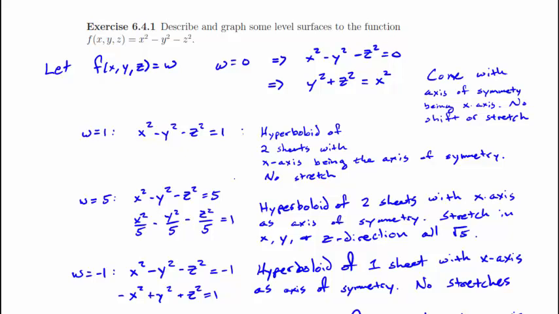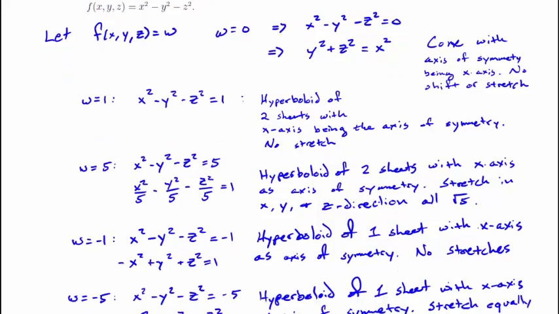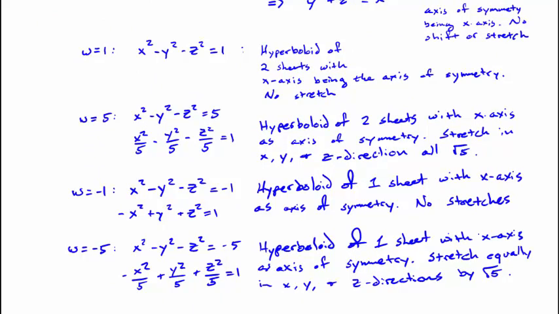If w equals 5, we get x squared minus y squared minus z squared equals 5. I divide both sides by 5 to put it in a standard form. This shows that we have a hyperboloid of two sheets with the x-axis as the axis of symmetry. There's a stretch in the x, y, and z directions, all by the square root of 5. If we let w equal -1, we get x squared minus y squared minus z squared equals -1. I move the negative to the other side. I get negative x squared plus y squared plus z squared equals 1. This shows a hyperboloid of one sheet now, with the x-axis as the axis of symmetry, no stretches.